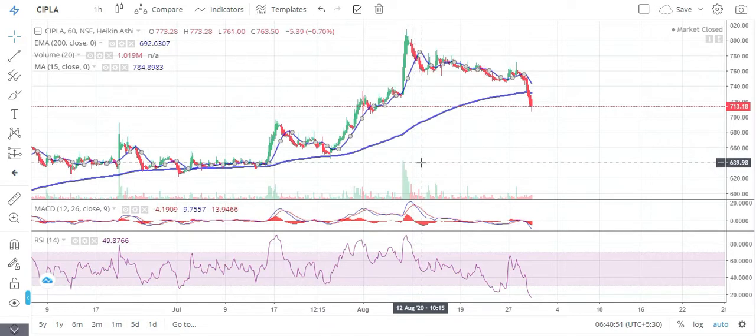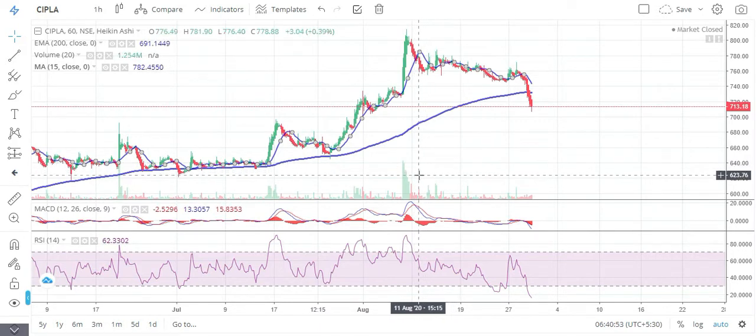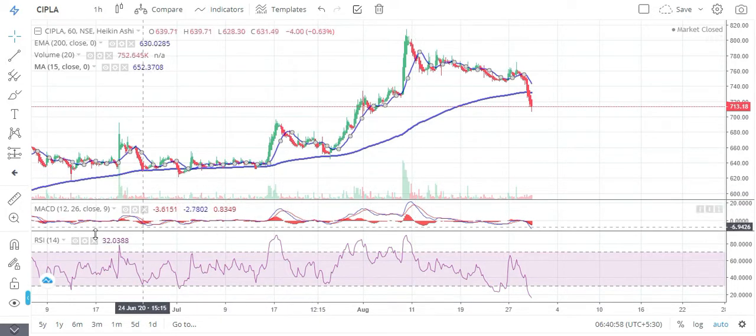Now another indicator that I consistently use, and I personally love this indicator, is called the RSI indicator. RSI stands for Relative Strength Index.